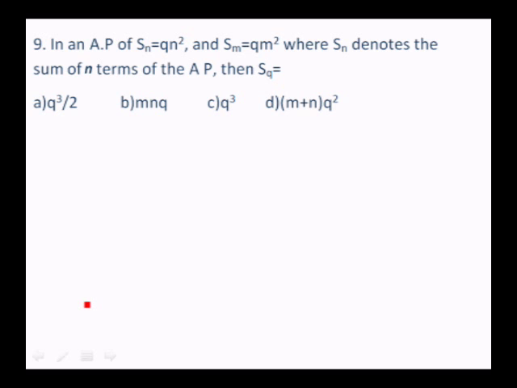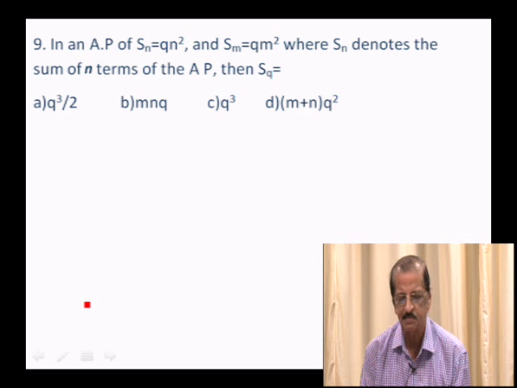Let us go to the 9th question. In an AP, Sn is equal to Qn square and Sm is equal to Qm square, where Sn denotes the sum of n terms of the AP, then Sq is equal to.